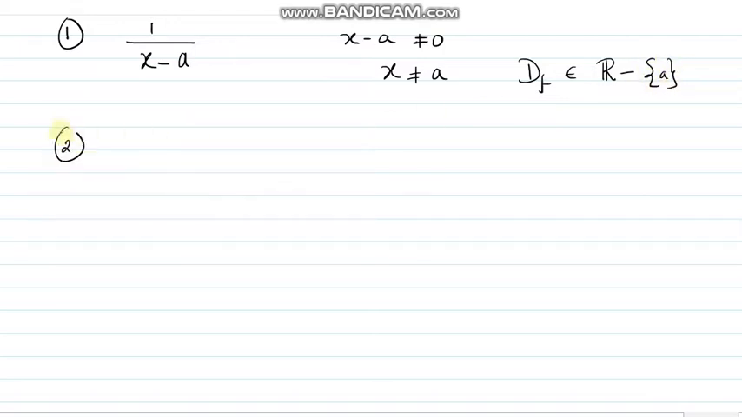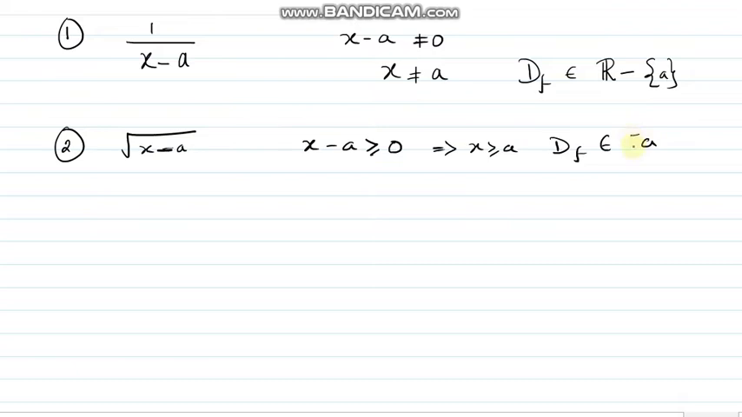The second thing we need to remember is root of x minus a. As we know, under a root, to get a real number, the expression should be greater than or equal to 0. So x minus a should be greater than or equal to 0, or rather x is greater than or equal to a. So the domain of this function belongs to a to infinity, where a is in a closed interval, because x can take the value of a.